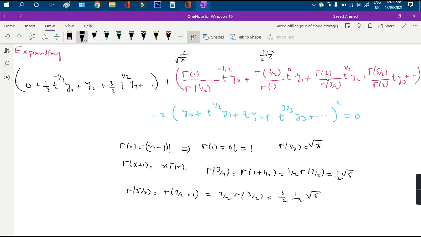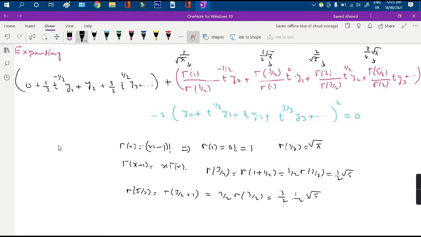And for here, gamma 2 is 1 factorial, which is 1, and gamma 3 by 2 is 1 over 2 square root pi, and when we simplify, 2 comes into the numerator, so this coefficient is 2 over square root pi. And here gamma 5 by 2 is 3 over 4 square root pi, and gamma 2 is again 1, so this coefficient is 3 over 4 square root pi. So these are the simplified coefficients we need to use when we compare the powers of t.